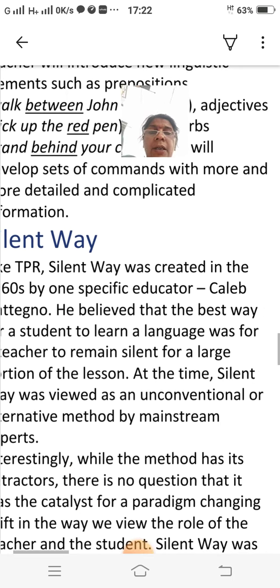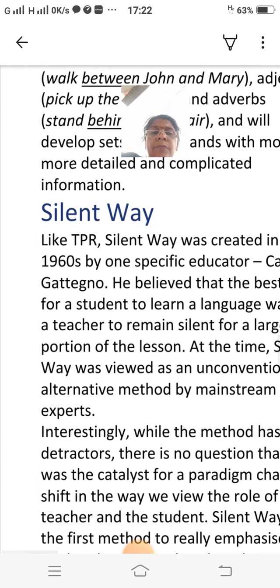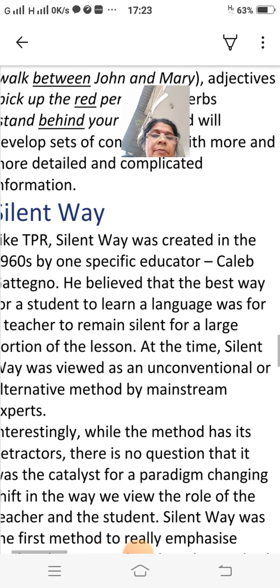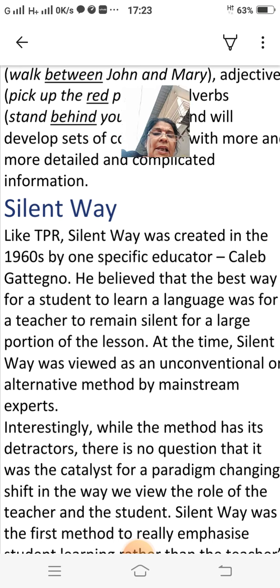Silent Way. Like TPR, Silent Way was created in the 1960s by one specific educator, Caleb Gattegno. He believed that the best way for a student to learn a language was for a teacher to remain silent for a large portion of the lesson. At the time, Silent Way was viewed as an unconventional or alternative method by mainstream experts.